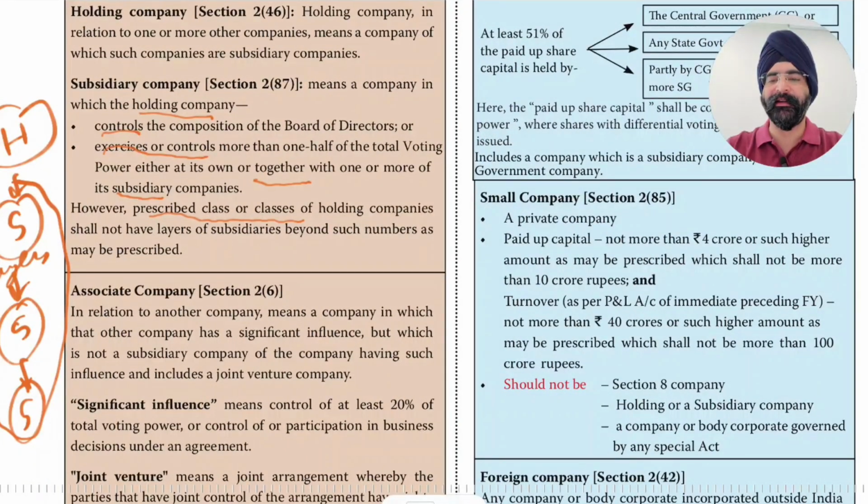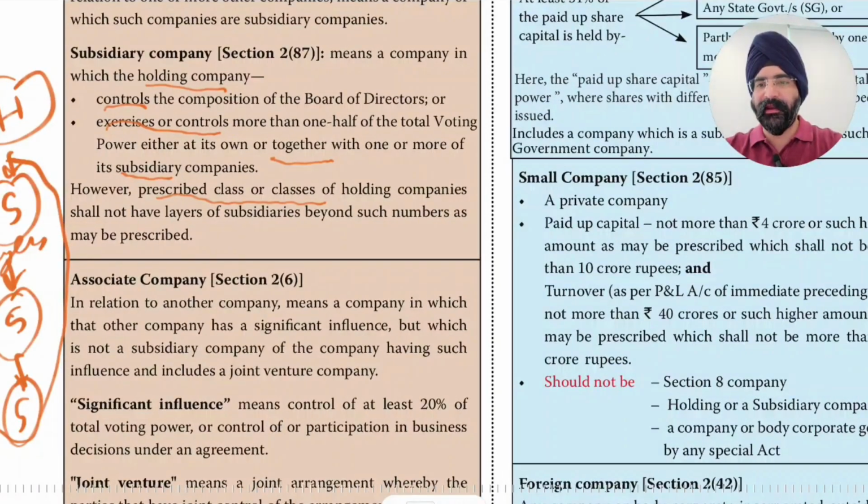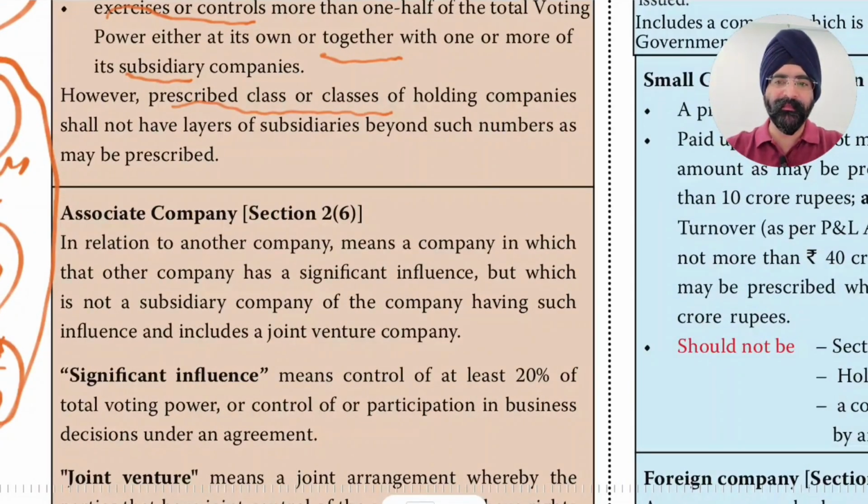Next is associate company. Section 2, subsection 6 defines associate company in relation to another company. So an associate company will be understood only in relation to another company. That means a company in which that other company has a significant influence, but which is not a subsidiary company of a company having such influence, and includes a joint venture company. So if it is a JV company, then it already falls in the definition of an associate.